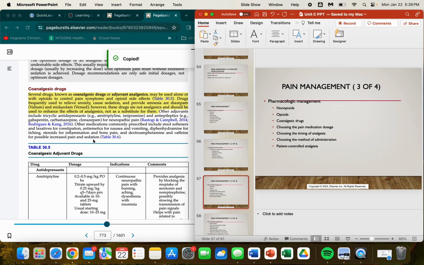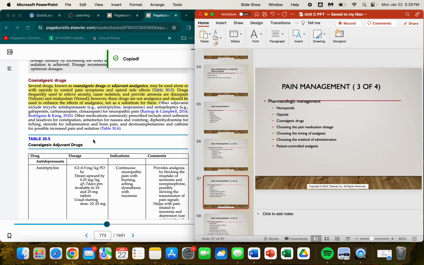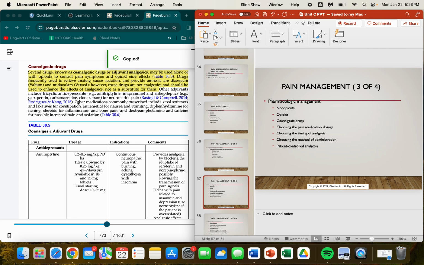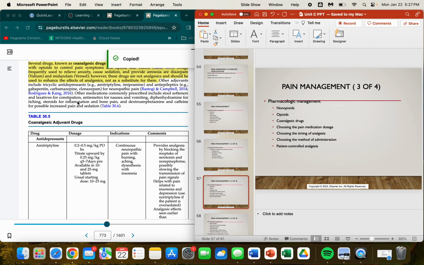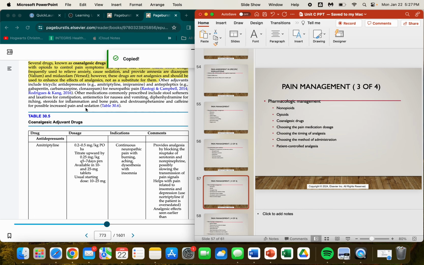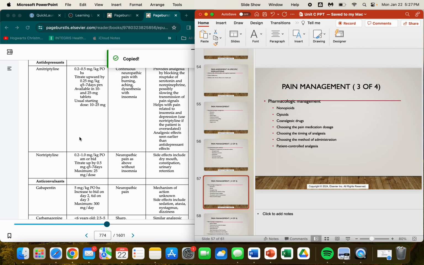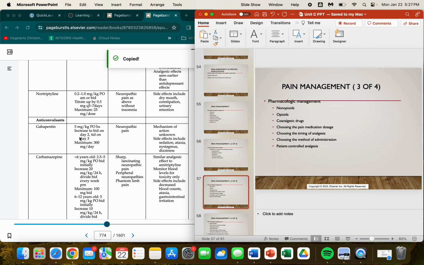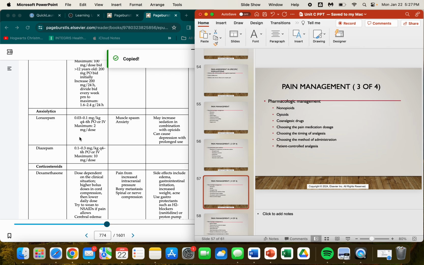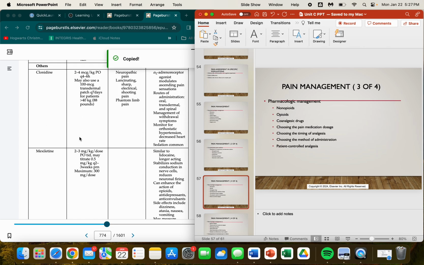And then in your book, it talks a little more about co-analgesic drugs, or adjuvant drugs, which can be used alone or with opioids to control pain. Drugs usually used as an adjuvant to help relieve anxiety or cause sedation include Valium and Versed. These are not analgesics and should only be used to enhance the effect of the analgesic, not as a substitute. This chart gives you an example of what those could be, everything from anxiolytics to steroids.